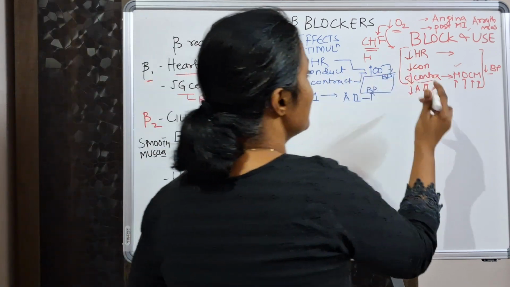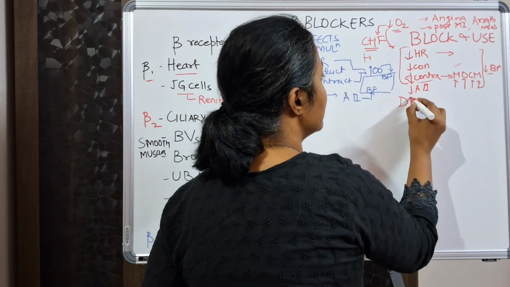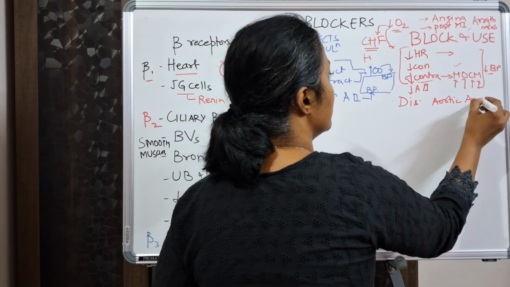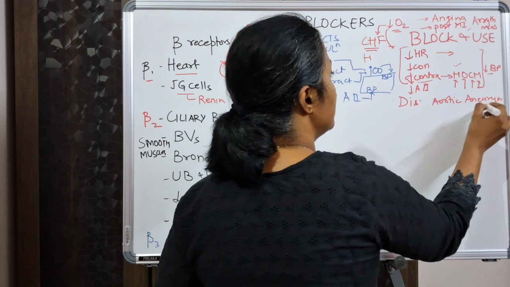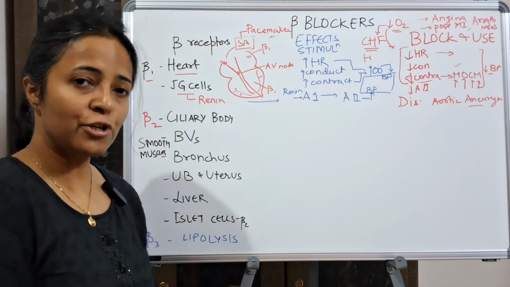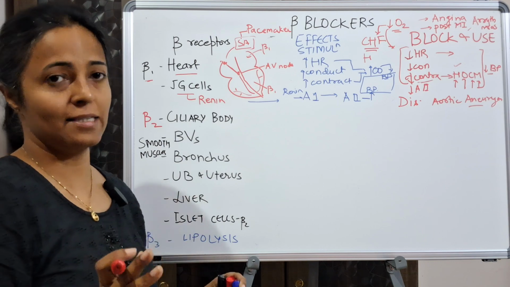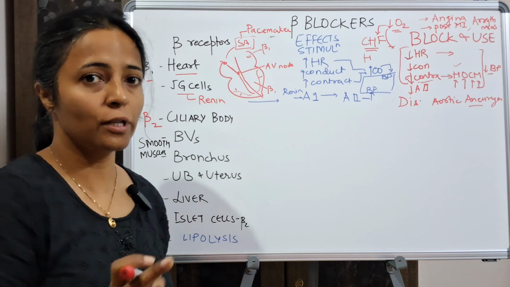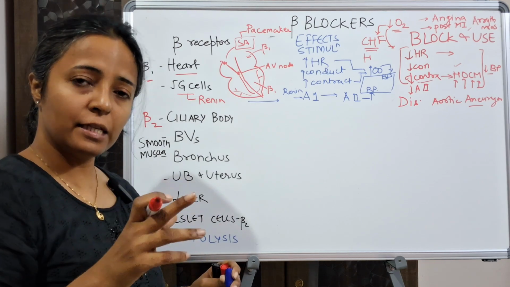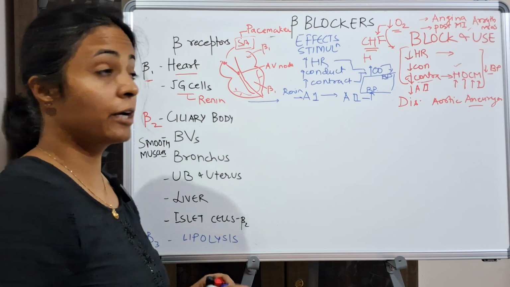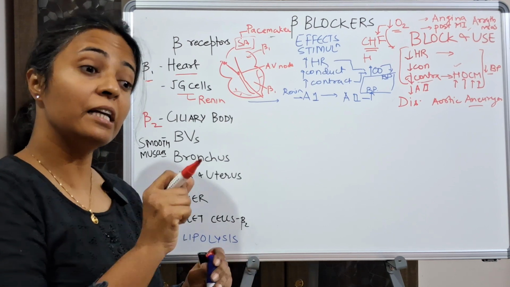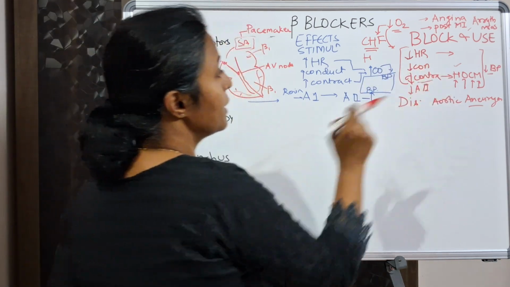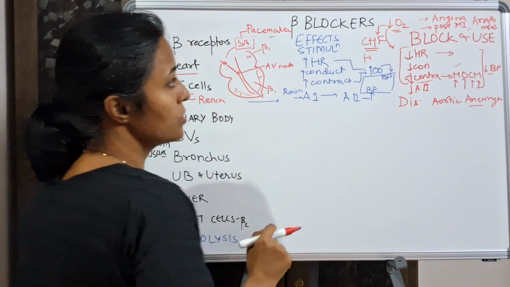Then because of this, they are also used in dissecting aortic aneurysm. Again in this we need decreased heart contractility so that the pressure on the walls of the aorta is less. When pressure is more, then the blood will flow through the dissection. We don't want that, right? So this decreases the pressure on the walls of the aorta, and the pressure on the walls of the aorta also increases the rupture risk. Okay, so we don't want that. So in that case also beta blockers are used.